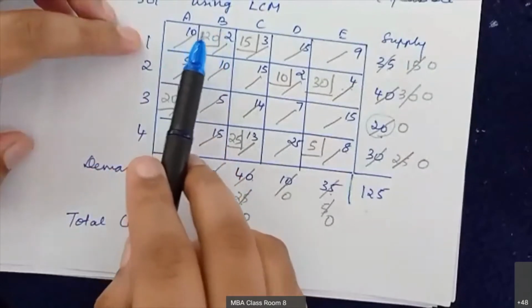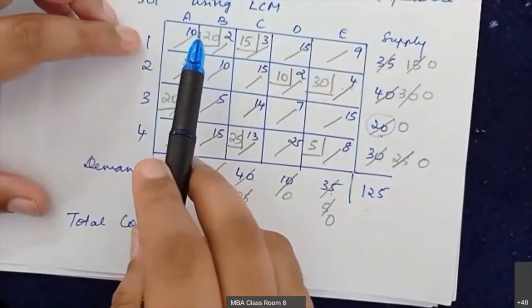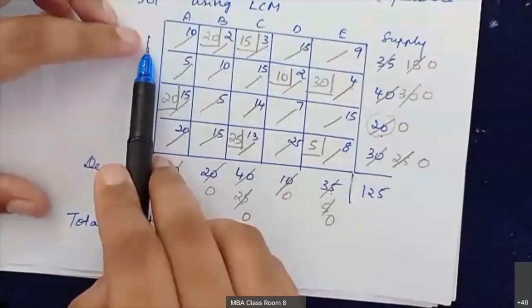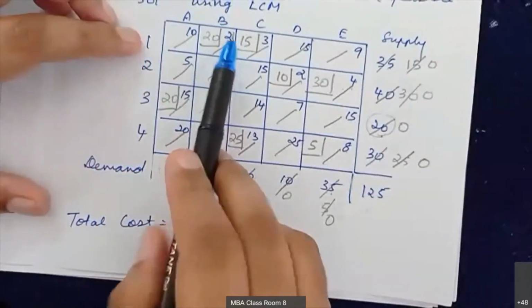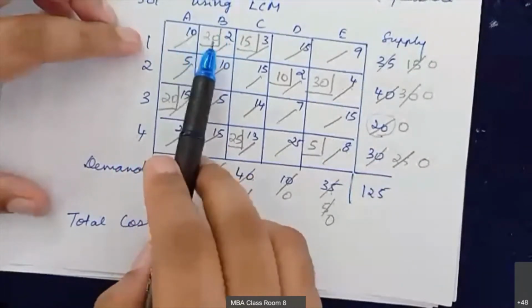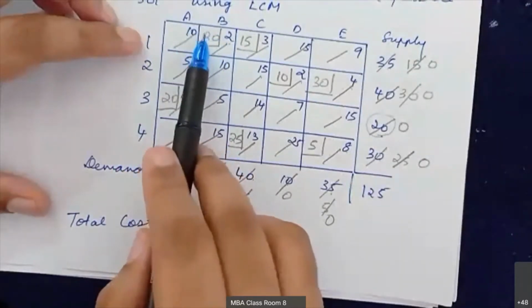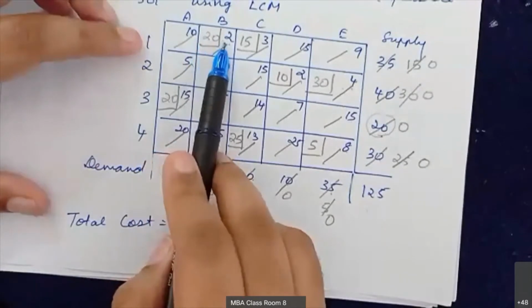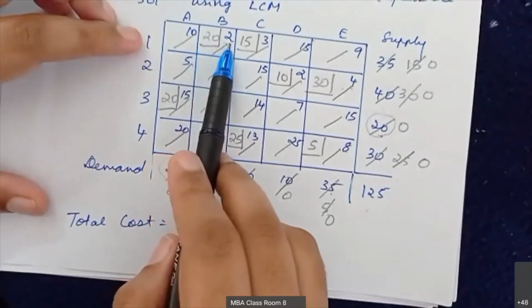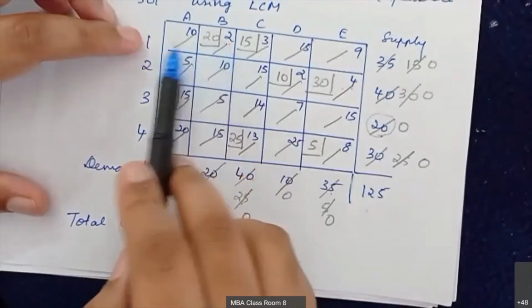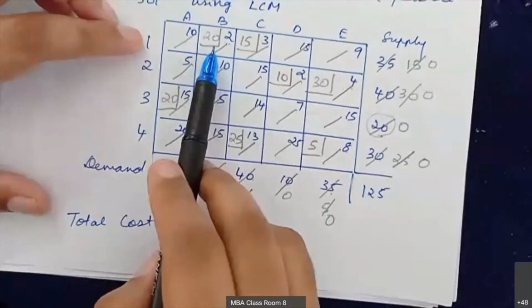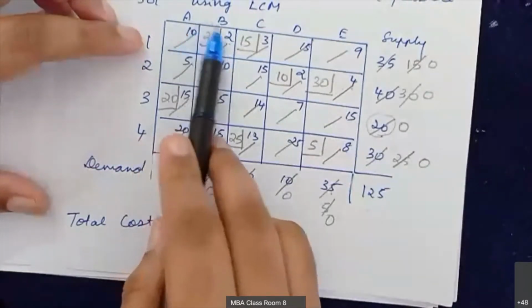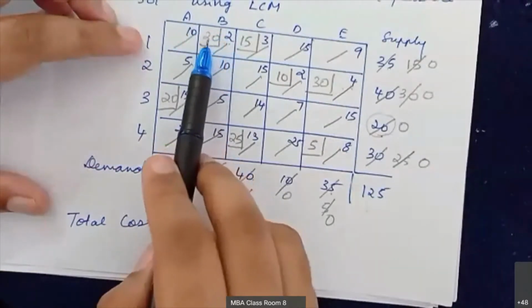For example, there are pencils. For transporting one pencil from source 1 to destination B, it takes ₹2. So totally how many pencils are we transporting? We are transporting 20. So 20 is the number of allocations and 2 is the cost per unit transportation. For transporting one pencil, it is ₹2. So through this route, how many pencils are we transporting? We are transporting totally 20 pencils. So what is the cost that comes from this route? It is 20 into 2.